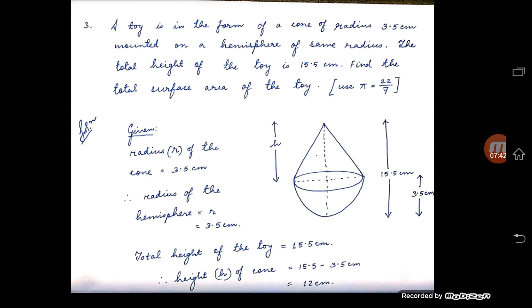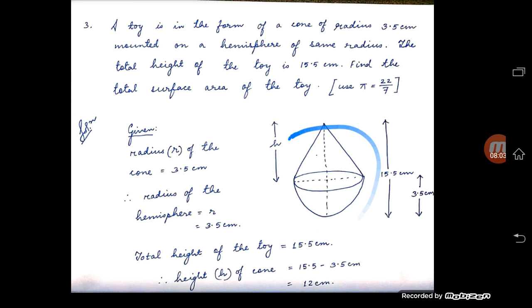So in this question we have a toy. See, this is the toy. It has two figures. This is a cone, and in the bottom we have a hemisphere. So it is in the form of a cone and a hemisphere. So what do we have to find? We have to find the total surface area of this toy.